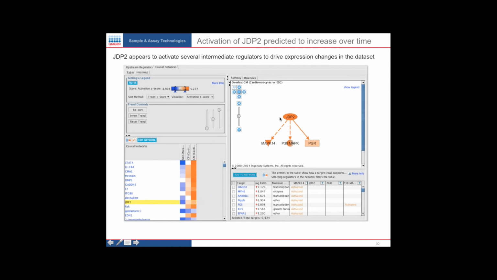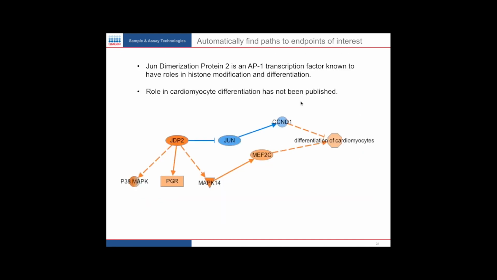And this is the causal network. So this is the master regulator, and it talks to 3 other molecules, or this is a family of MAP kinases. And then in turn, those talk to your data set. And I haven't added the data set molecules yet, but there's 124 data set molecules that would sit down below these. So here's a multi-level hypothesis about JDP2. And in fact, if you go look at it, it's known to have histone modification roles and differentiation, but a role in cardiomyocytes has not been published before.